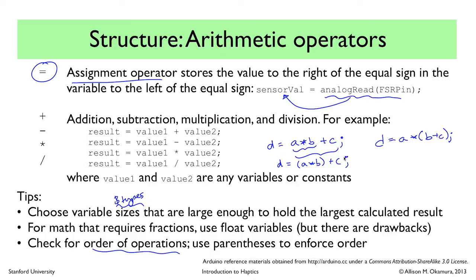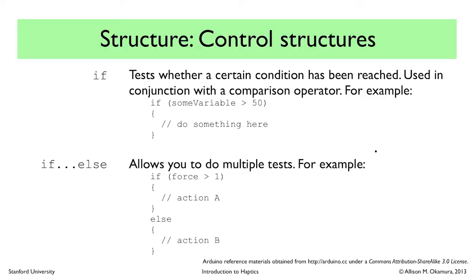There you go. So these would give different answers, of course. Control structures are very useful parts of programs that you'll be using quite a lot. The if statement is one of the most basic. All it does is test whether a certain condition has been reached. And you can't just use an if statement by itself.